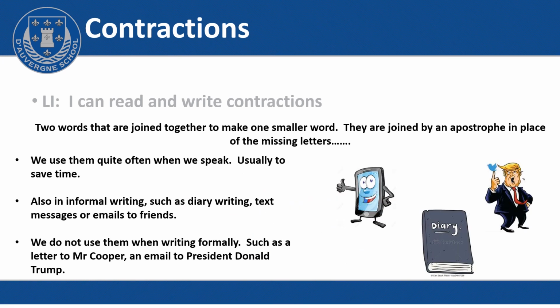So we often use contractions when we speak. It's much more common to hear someone say, I can't go outside to the park with my friends because I'm social isolating, rather than say, I cannot go to the park because I am social isolating. I'm not saying people don't say cannot, but it is a bit more commonplace to hear that.